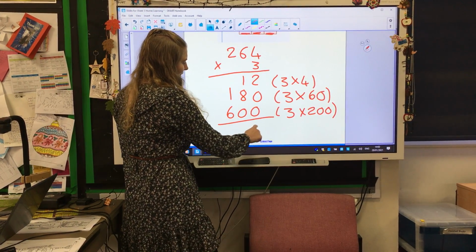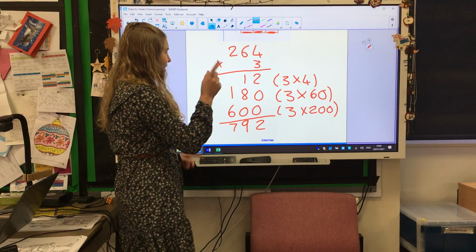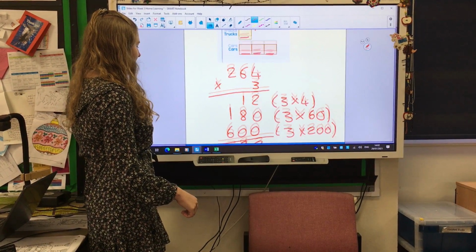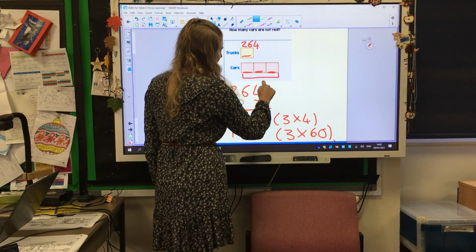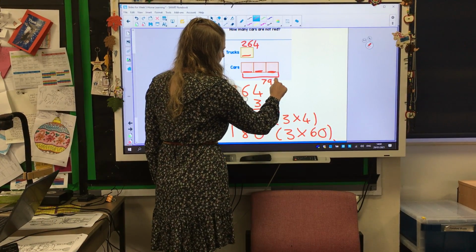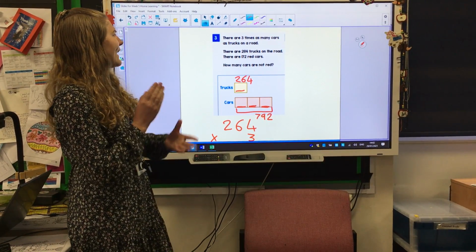Okay, now let's add these up. So 2, 9, 7. Okay, so in total there are going to be 792 cars. Let's draw a little bracket. Okay, now let's go back to that original question and read it again.